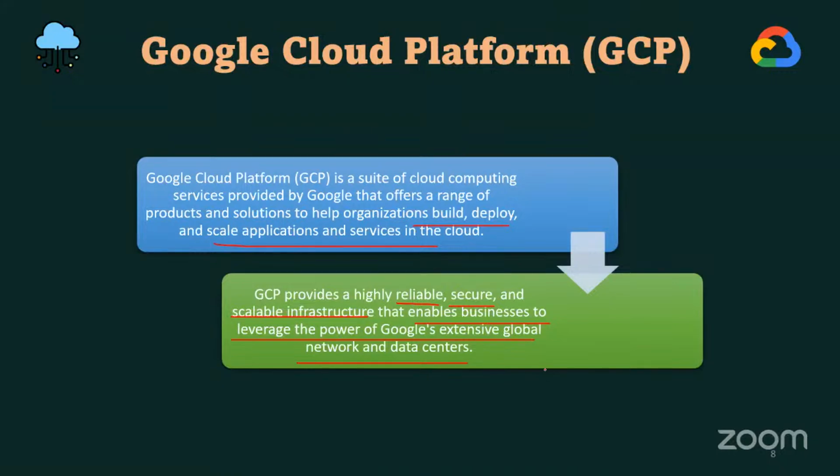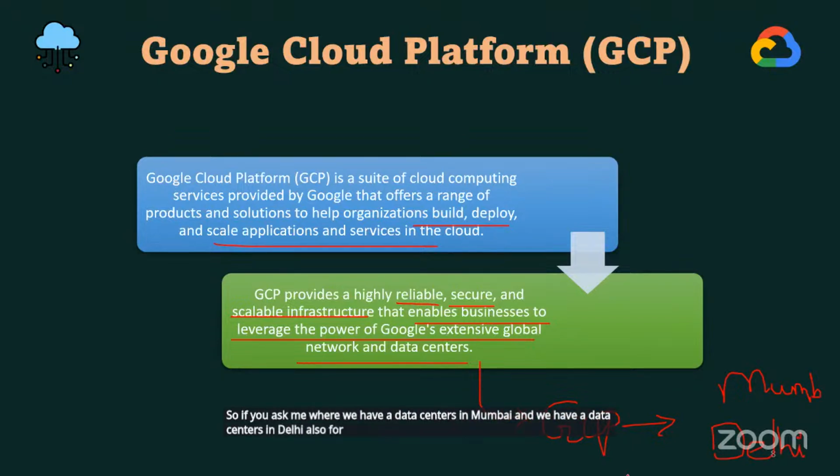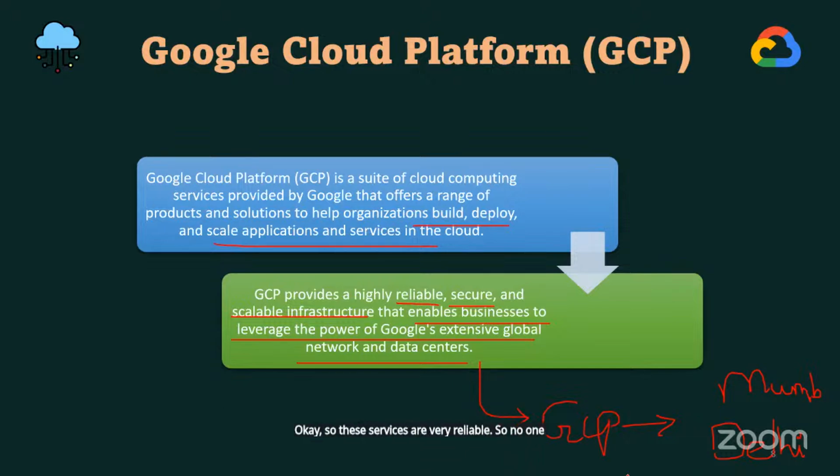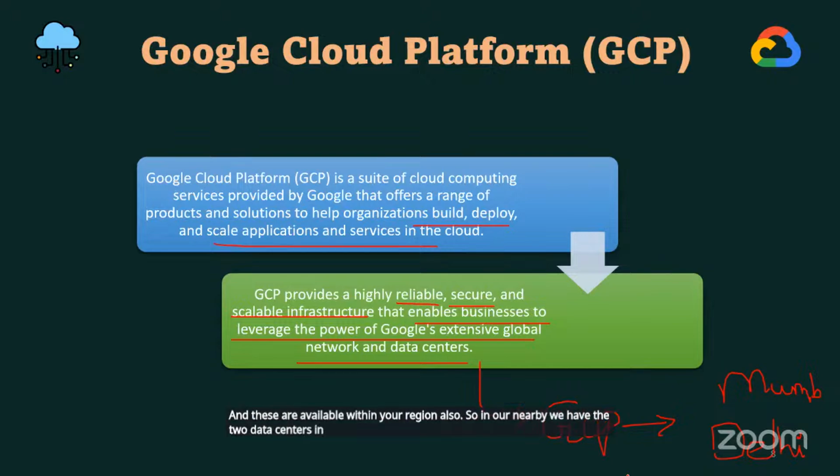Even in India, we have 2 data centers for the Google Cloud Platform. Sir, if you ask me where, we have a data center in Mumbai and a data center in Delhi for GCP. So these services are very reliable. No one is going to use your services if they are not reliable and secure. So these services are comparatively secure, reliable, and scalable also. And these are available within your region also. In our region, nearby, we have the 2 data centers in Mumbai as well as Delhi. So this is what Google Cloud Platform is, sir.